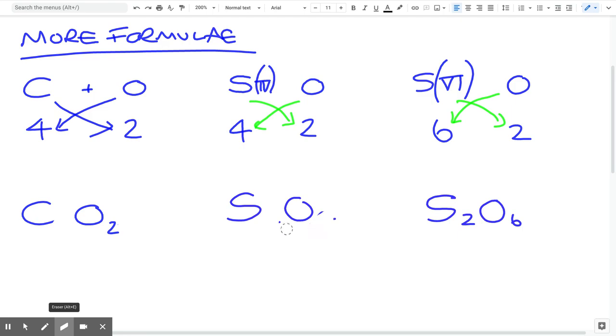S2O4, in the same way as CO2, can be simplified to SO2, sulfur dioxide, and S2O6 can be simplified to SO3, sulfur trioxide, both of which have different reactivities and different abilities to interact with other compounds. So a relatively simple change of the valency, whether it be sulfur 4 or sulfur 6, away from what we'd imagine it should be as sulfur 2, can have quite a marked effect on the formulae and product of those reactions.